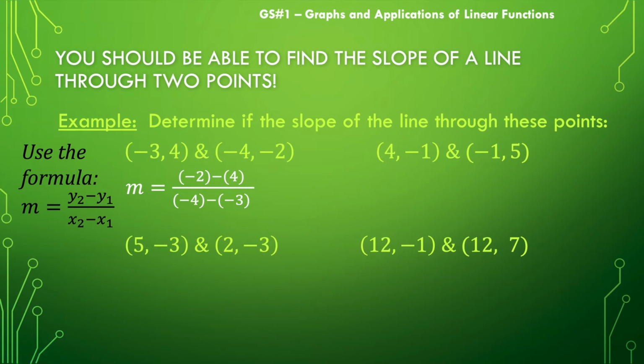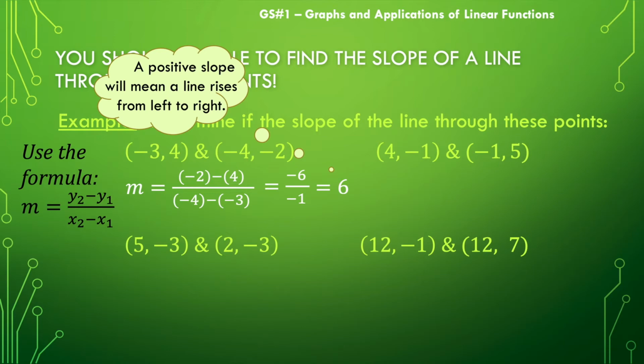And then we will be careful with our signs and simplify. Negative 2 minus 4 will give us a negative 6 in the numerator, and negative 4 minus negative 3 is the same as negative 4 plus 3, which is negative 1. And so we end up with negative 6 divided by negative 1, which is a slope of 6. This is a rise of 6 over a run of 1. So going up and to the right, which means the slope is increasing from left to right. Anything that's got a positive slope is going to increase from left to right.